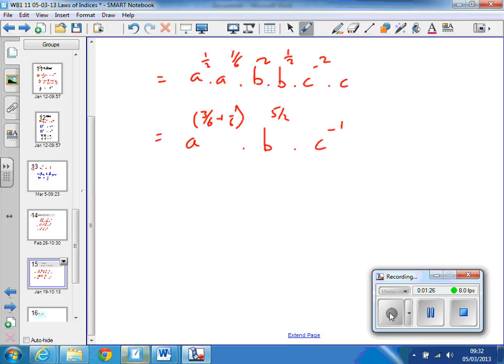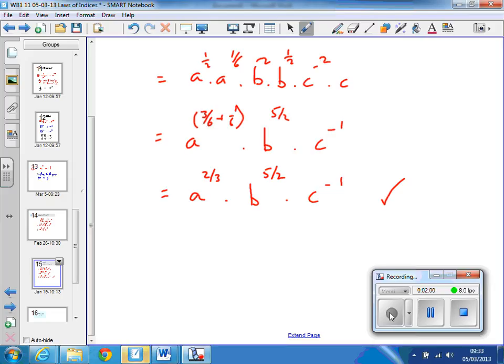So now I'm going to combine these together. 3/6 plus 1/6 is 4/6, and 4/6 can be reduced to 2/3. So this is a to the 2/3, times b to the 5 halves, times c to the minus 1. Now that is correct. That's simplified.